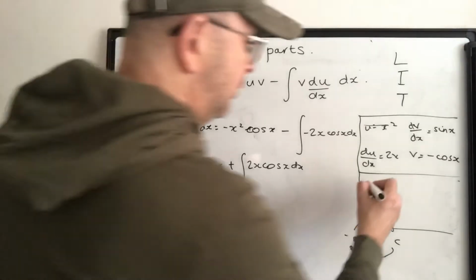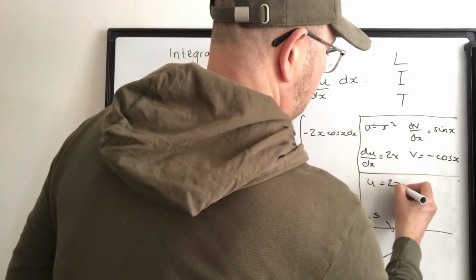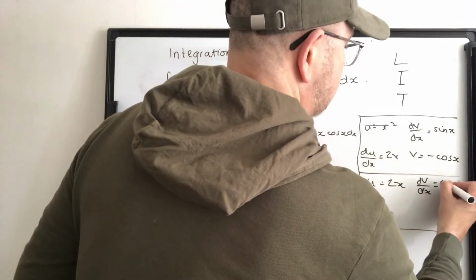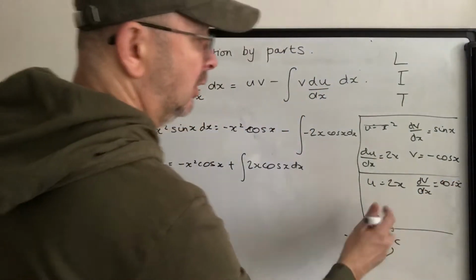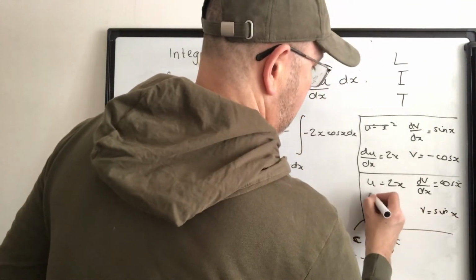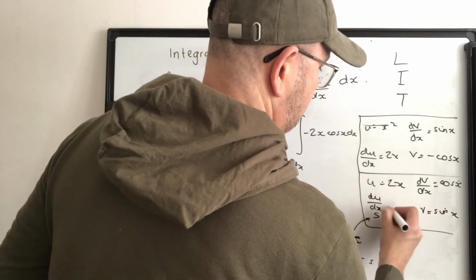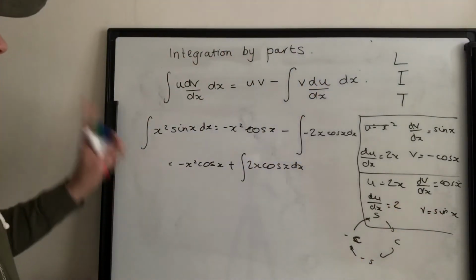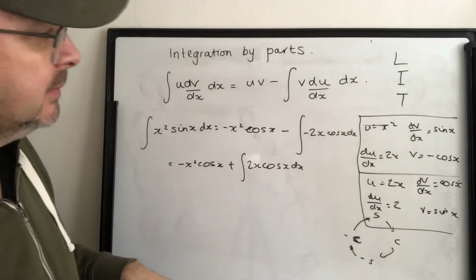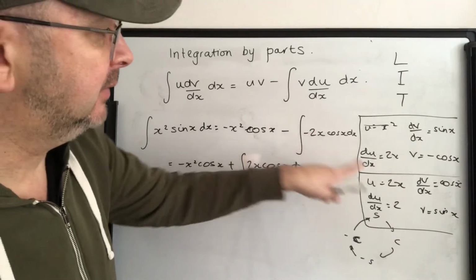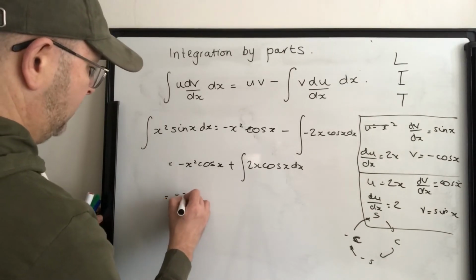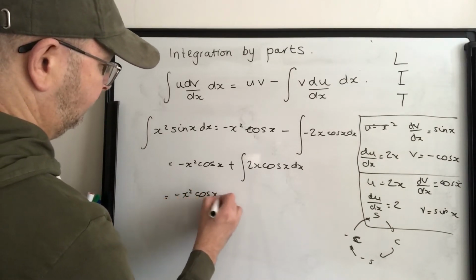Here again, we take our u as 2x, our dv dx as cos x. So cos integrates to sin x, and du dx is 2. So you can see it goes from x squared to an x inside with a 2, doesn't matter too much about 2, and then it goes from the 2x inside to 2, so it just makes it easier every step of the way. So we go minus x squared cos x.